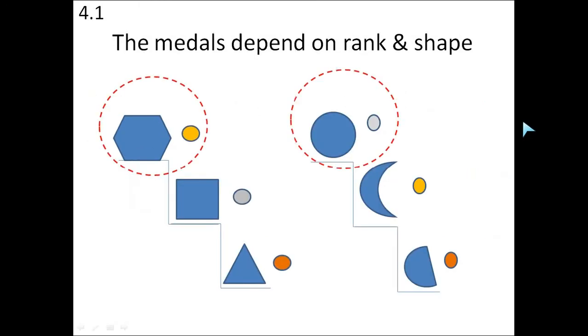Okay, so the key take-home message here is that the medals depend on the rank and shape. So which medal you give to which shape depends on what position they get and the type of shape they are. So you don't always give gold to the first place. You have to work out, is it straight edged? Then they get gold. Or is it curved? In which case they get silver. Likewise, if they're in second place, if they are straight edged, they get silver, but if they're curved, they get gold.